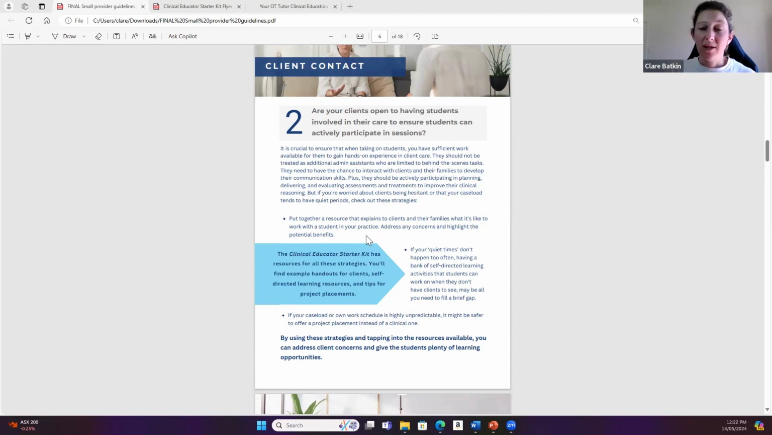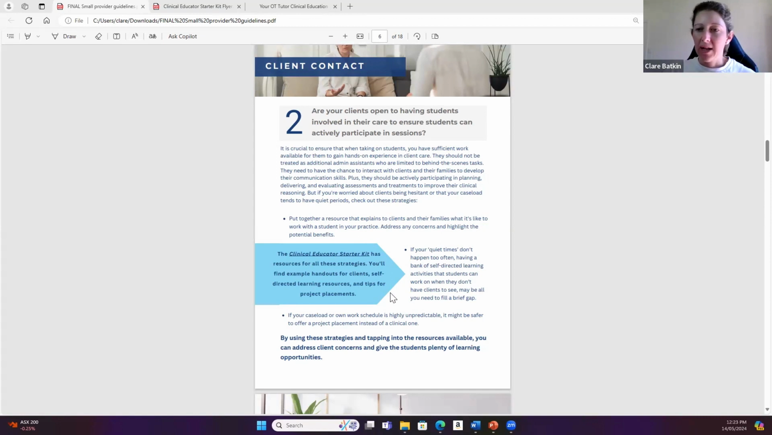Make sure you don't just assume the clients will be happy to have students involved, particularly in the private sector when they may be paying out of their own pocket. If you're expecting that students will take over some of those sessions, actually suss out whether your clients would be happy for that to happen. Put together some resources that explain what it would look like for the client, so that they can make that informed decision and let you know.